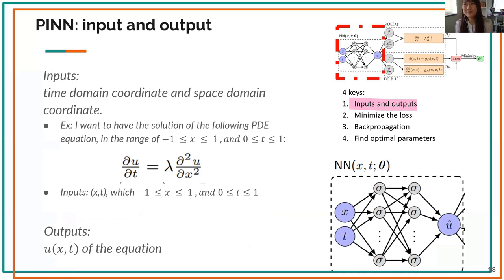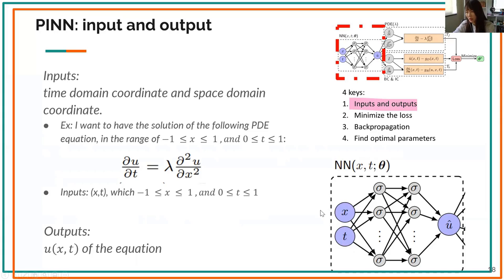Okay, so what are the input and the output of the PINN? The input is actually the time domain coordinate and the space domain coordinate. Like if I have the 1D heat equation, based on time and on the x axis, then my input will be just the x values I want and the time that I'm interested in. For example, if I want the solution for the following PDE, partial u over partial t equals lambda partial squared u over partial x squared, and I'm interested in the range of x between minus 1 and 1, t between 0 and 1, then my input will be a lot of x between minus 1 and 1, and a lot of t between 0 and 1, like here, x and t.